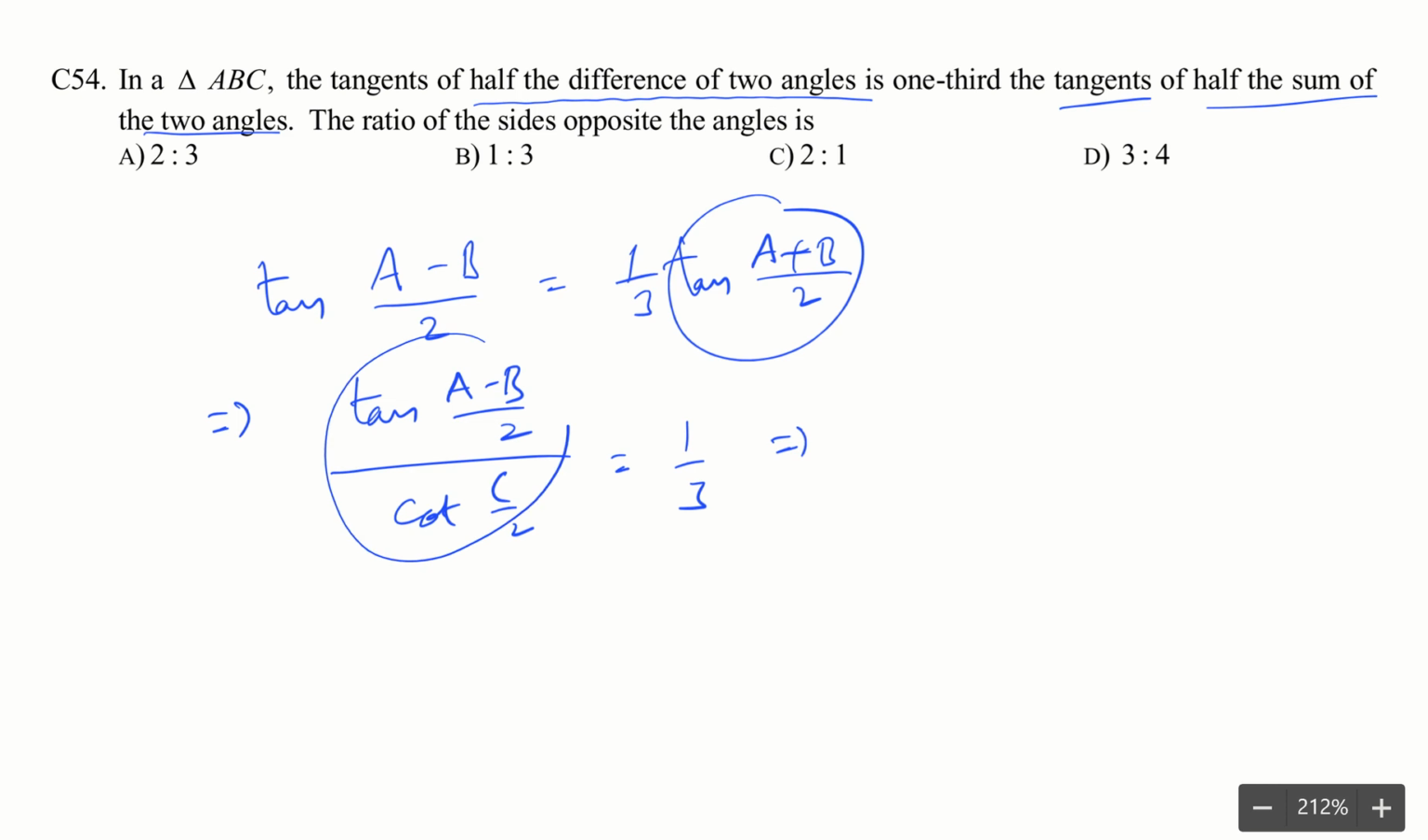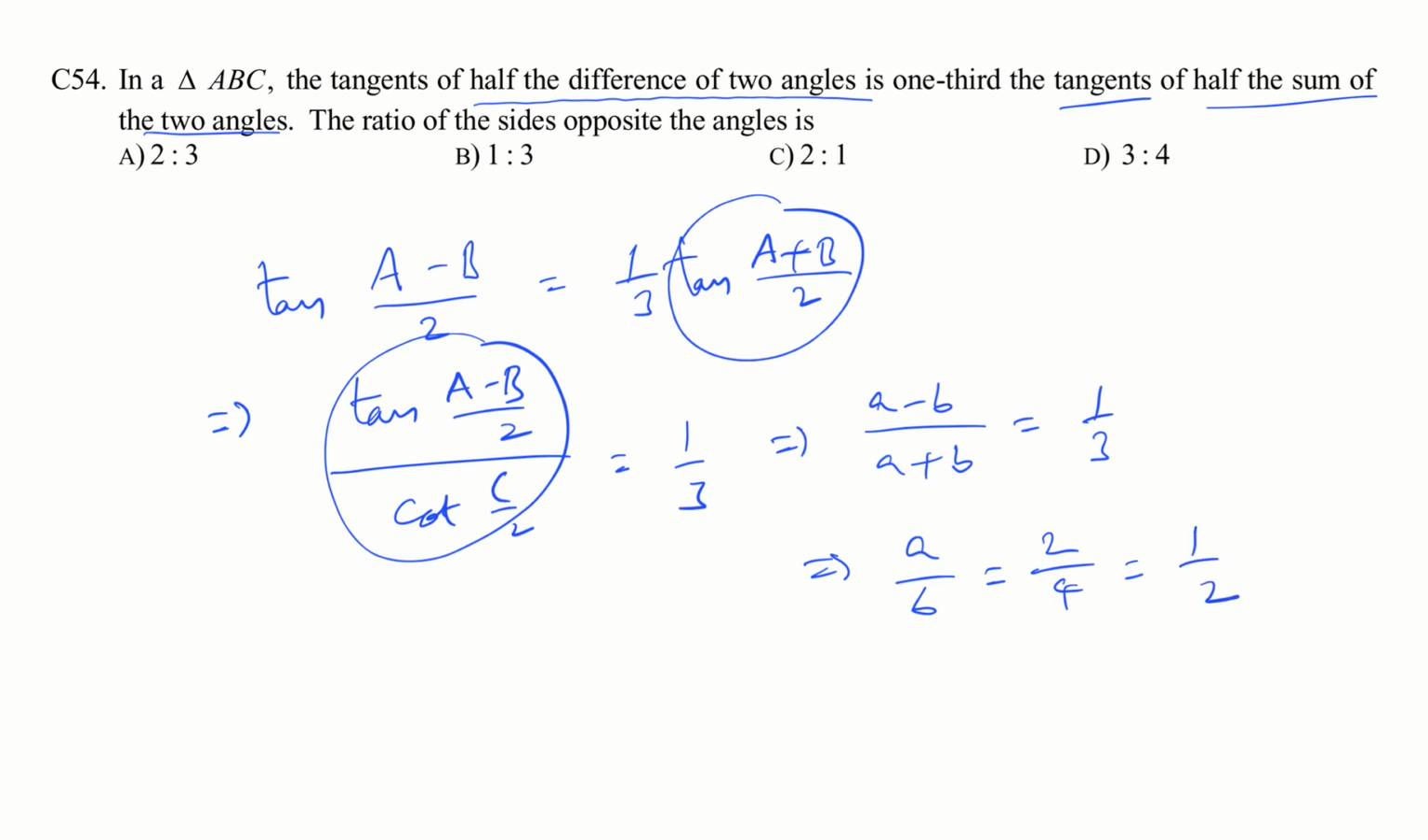Now you can see that by Napier's analogy, that is the tangent rule, LHS is nothing but (A minus B) by (A plus B) is equal to 1 by 3. Now I apply componendo and dividendo. So on the left hand side, denominator plus numerator by denominator minus numerator. Doing the same thing on the right hand side, it is 3 minus 1 by 3 plus 1. I am getting the ratio as 1:2. Sorry, I have to add actually, so it is 4 by 2. So it will be 2:1.